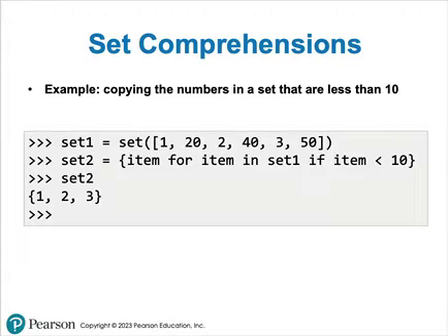Here we have a set, and what we care about is iterating over that set and getting all the values, for some reason, that are less than 10. And after that comprehension executes, we say show me the contents of set 2 to indeed show you that it does have 1, 2, 3 in it, but does not include 20, 40, and 50 because all those values are greater than 10. So that finishes up the discussion of sets.